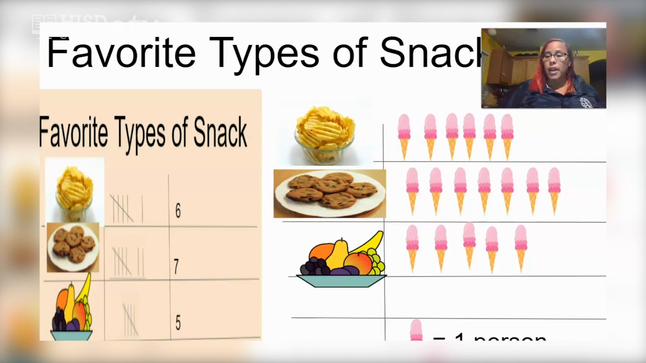So we can use a picture graph not just to organize our data, but we can also analyze it. To analyze it means to figure it out, to understand what it means. We were able to understand which snack was liked the most and which snack was liked the least. We could also tell how many more people like cookies than chips. We could line the symbols up and count the difference. So we can get a lot of information from this picture graph.